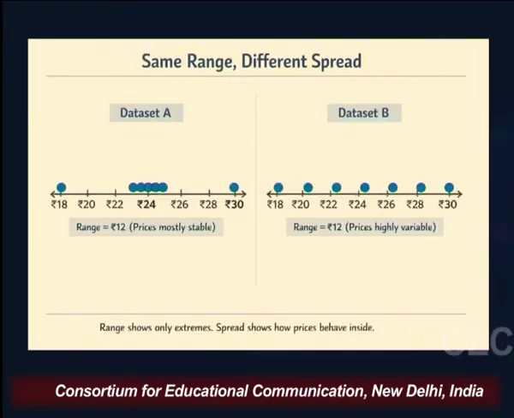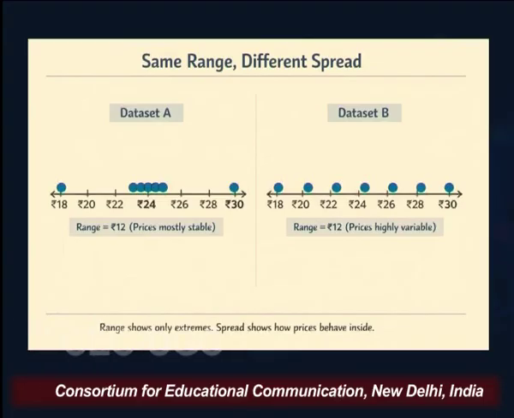Let's look at this visual example. In dataset A, you would see the minimum value rupees 18, the maximum value rupees 30, and the rest of the 5 values at rupees 24 clustered around. However, dataset B is much more widely scattered. It starts from 18, 20, 22 and is uniformly scattered till 30. Now see, both of these show the same range.